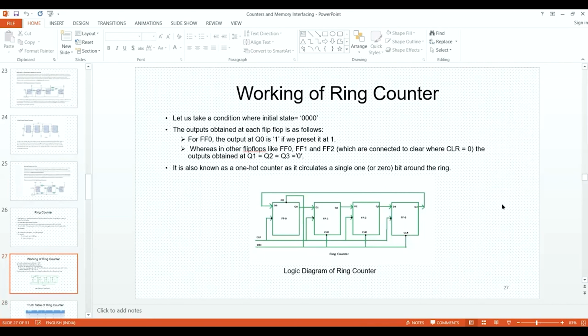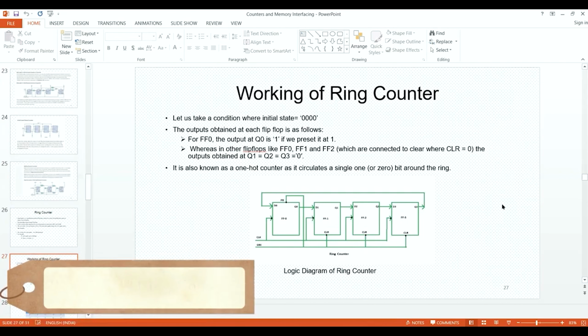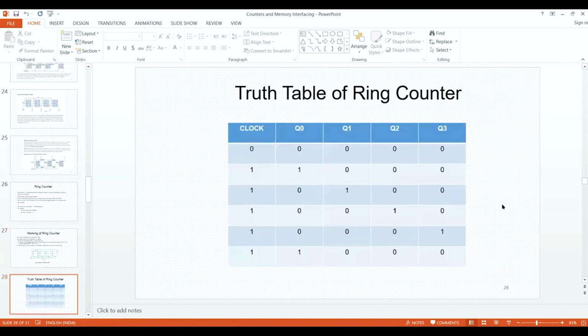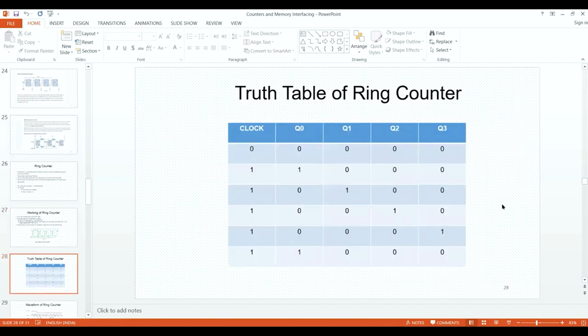You can see that over the logic diagram of the ring counter. It is a 4-bit counter, and the states are 0001, 0010, 0100, and 1000. And feedback is already given. So you can see the truth table of the ring counter. You don't need to cram it again.